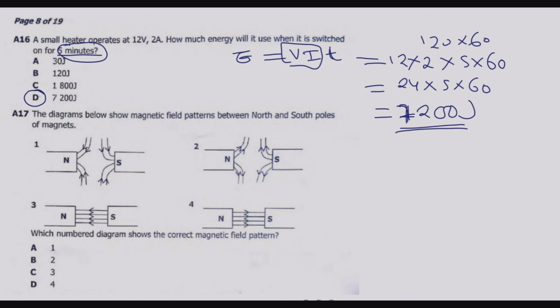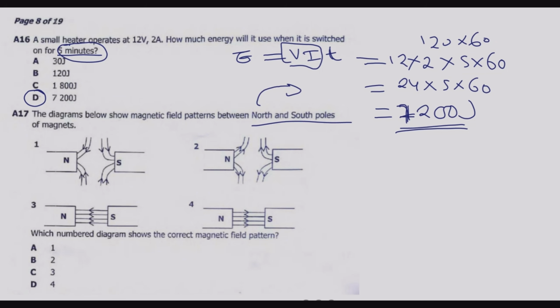Number 17, the diagram below shows magnetic field patterns between north and south poles of magnets. Which numbered diagram shows the correct magnetic field pattern? So we have a north and a south. Remember, the magnetic field moves from north to south. We need to know that. So if they're opposite, it will move from north to south. If they are the same, they would repel. That's what should be known.